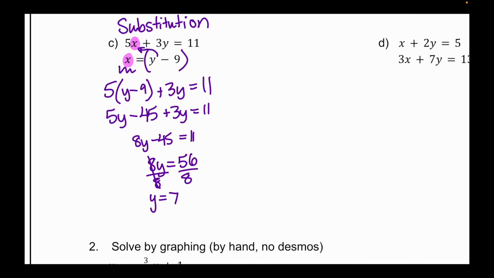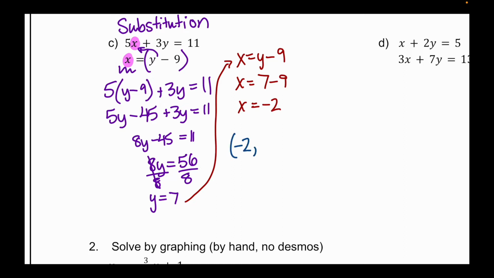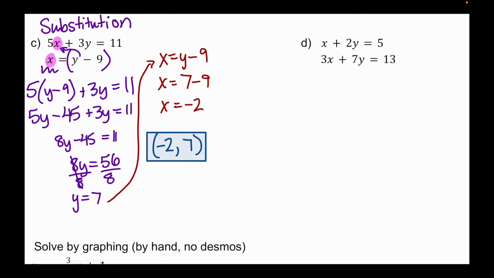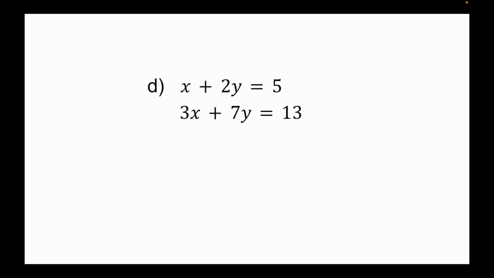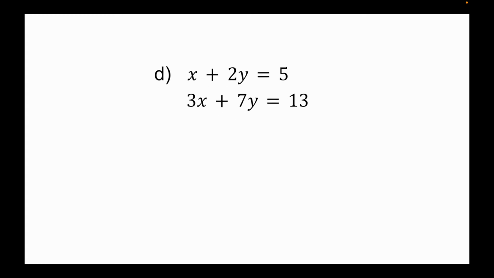Now I can take that back, plug it in to x equals y minus 9. So x is equal to 7 minus 9, and that's going to be negative 2. So overall, our whole answer is negative 2 comma 7, because we always need to do x and then y. And that's our answer.